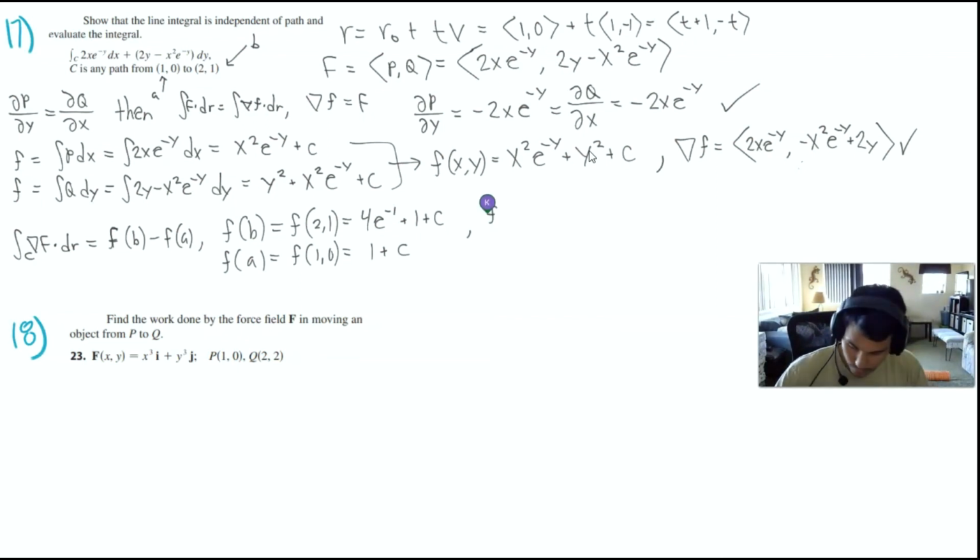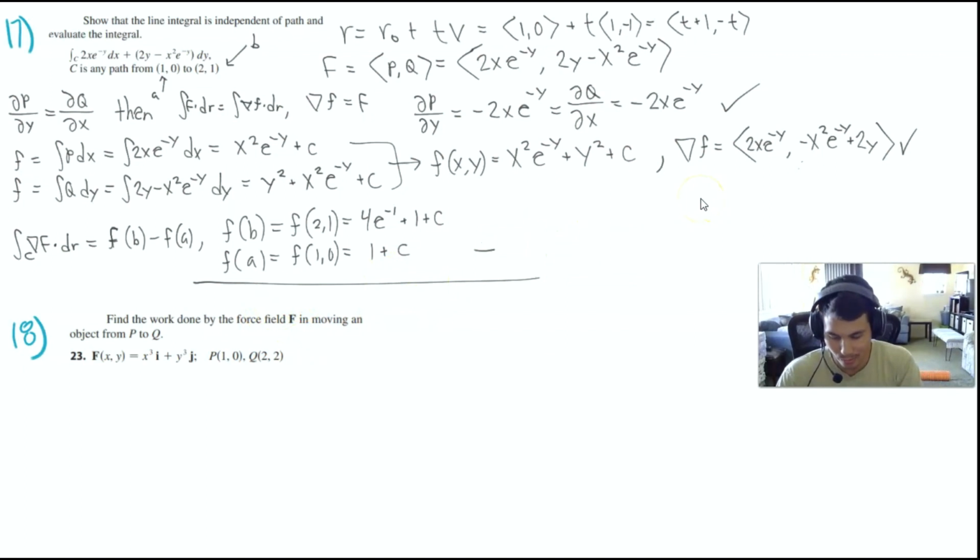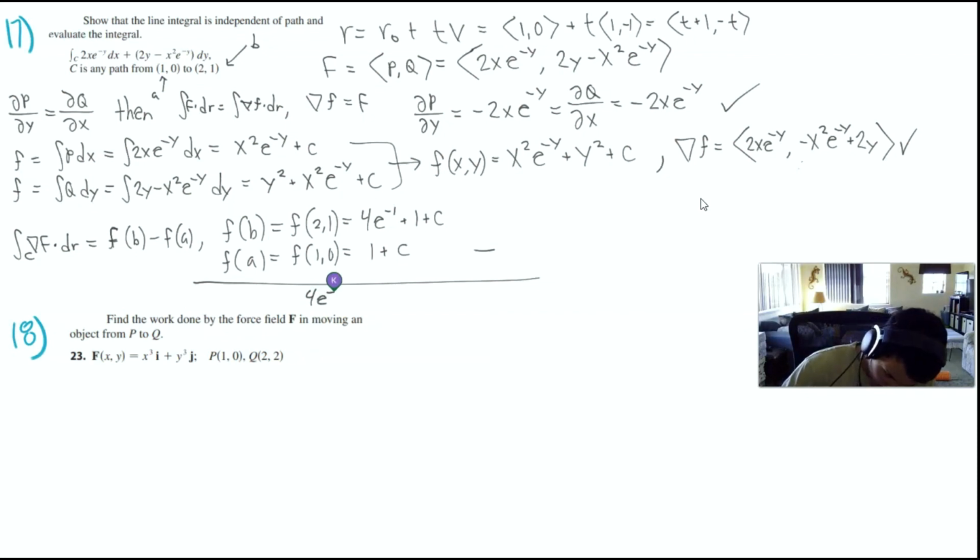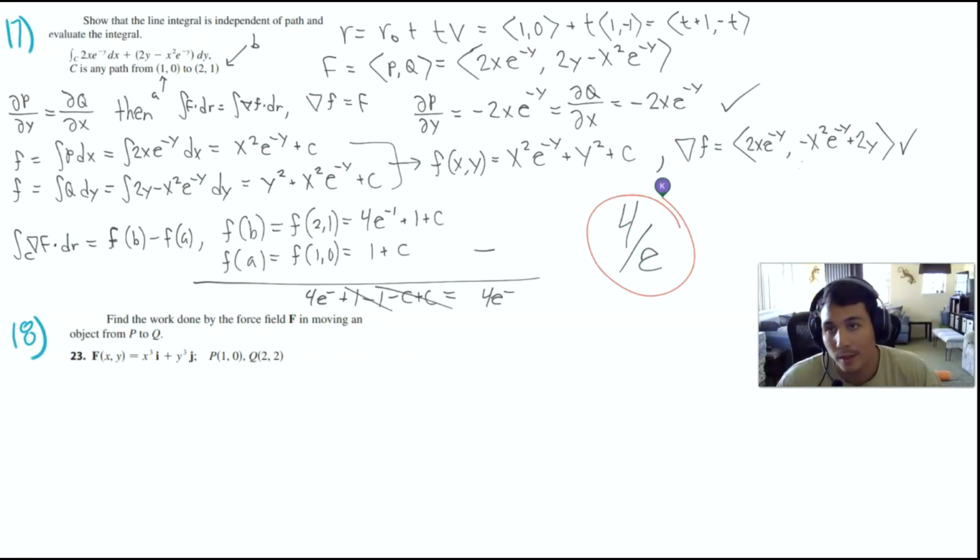And we'll write it like this. Let's not forget we can work vertical. We get 4e to the negative 1 plus 1 minus 1 minus c plus c. The c's cancel, okay? I just wrote the order a little weird here. The 1's go away, the c's go away. That's our answer: 4 over e. There we go. That's our final.